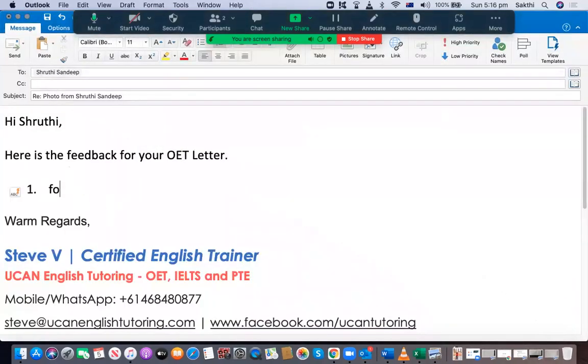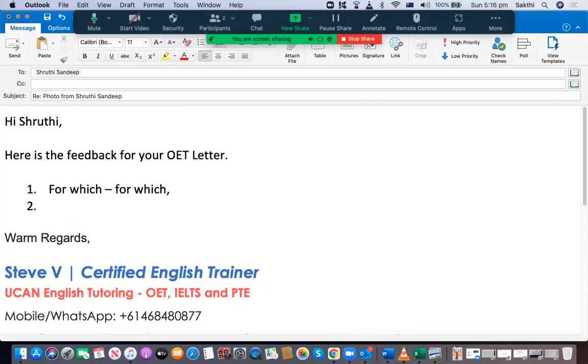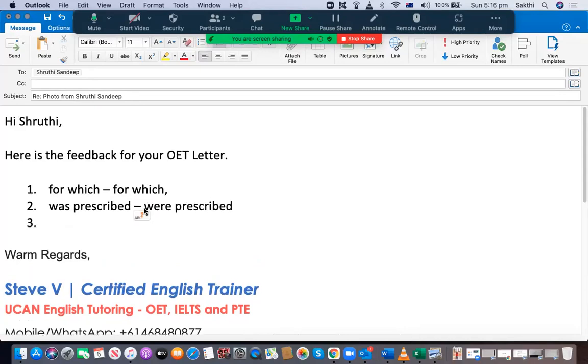So one is for which, and you haven't placed the comma. So it should be for which. And the comma before that needs to be removed. You have written a comma before for, right? So that needs to be removed. All right. And then was prescribed. It should be where, because you have written on two things, isn't it? More than one. So it's going to be where prescribed. That's going to be the correct answer.